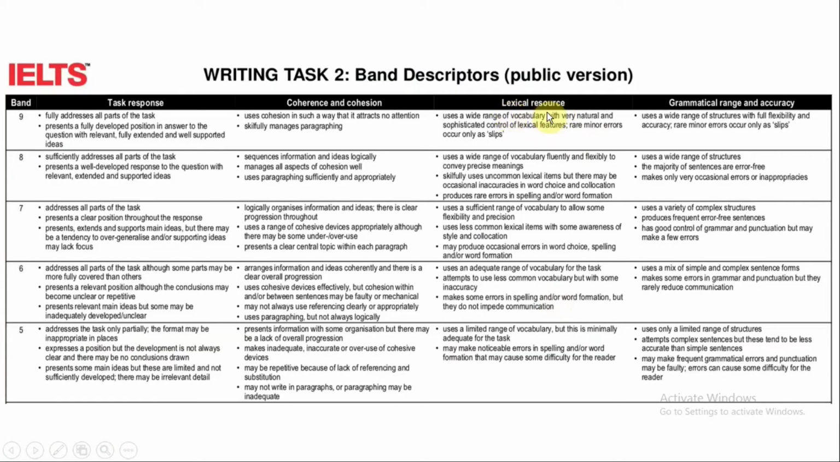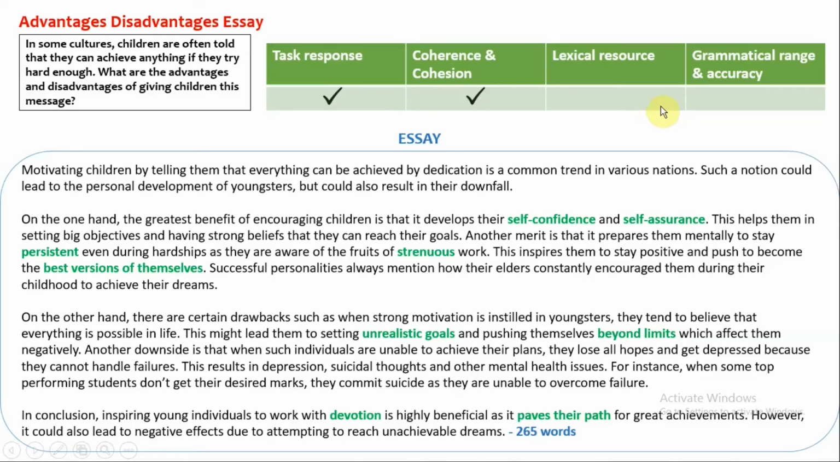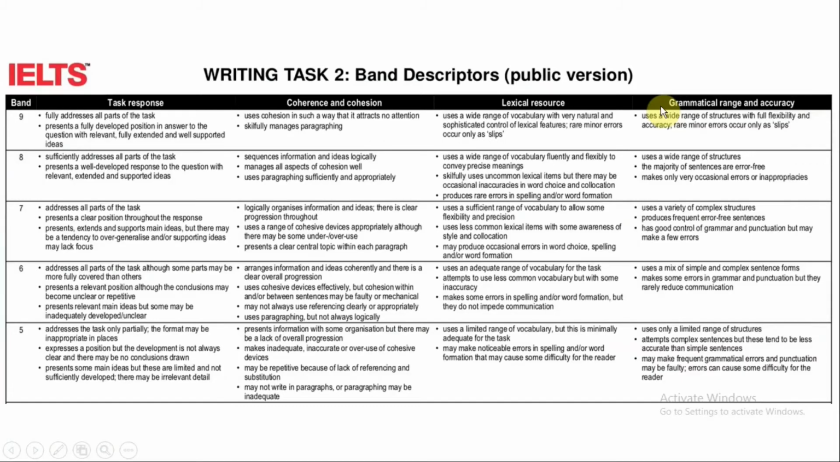Next criteria is lexical resource. Uses a wide range of vocabulary with very natural and sophisticated control of lexical features. As you can see, I have used a wide range of vocabulary in a natural and formal way, in the correct form at the right places. I also paraphrased sentences and used synonyms. This is complete too. Next criteria is grammatical range and accuracy.